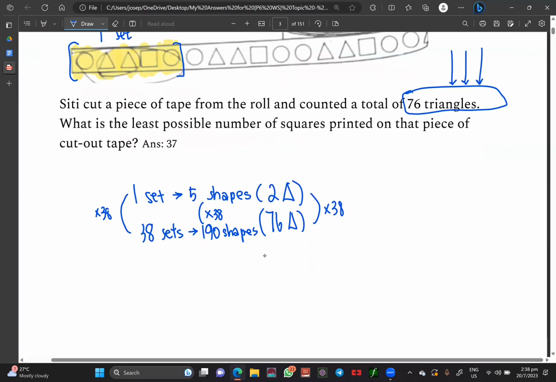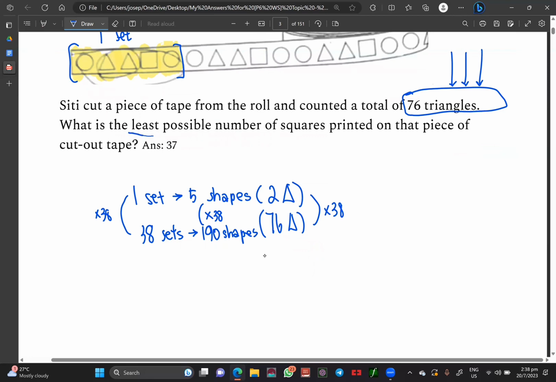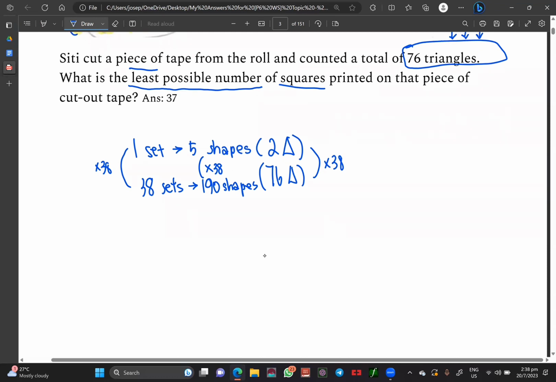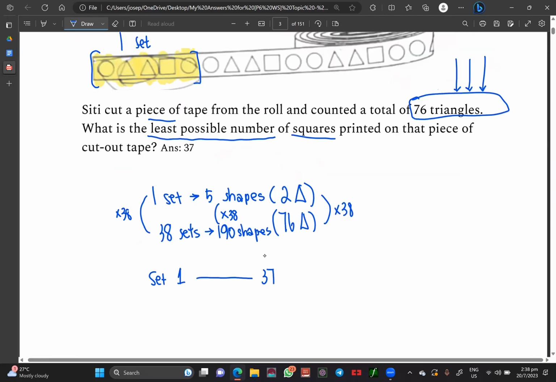All right, now the question is asking you for the lowest possible, the least possible number of squares. So let me ask you a question. From set number 1, the first set, all the way to set number 37, how many squares are there? Because in one set, how many squares do I have? 1 square, correct? 1 set, 1 square. So that means over here, I have 37 squares.